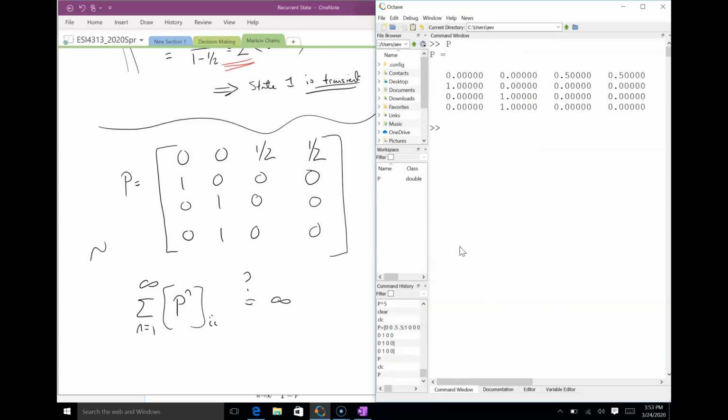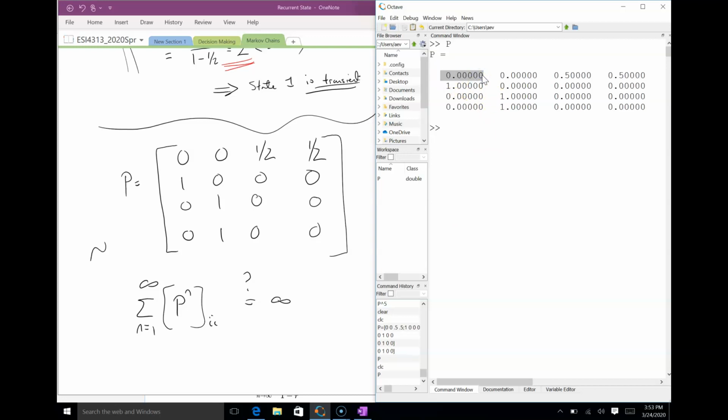Okay, so there goes my P matrix. Hopefully it matches what we expected. So let's pretend, again, we know all these states communicate. So all I need to do is figure out whether one of the states is recurrent, right? Because if one state is recurrent and it communicates with all the other states, then those states must be recurrent as well. So let's just look at state 1.